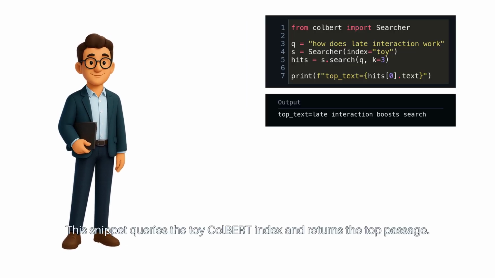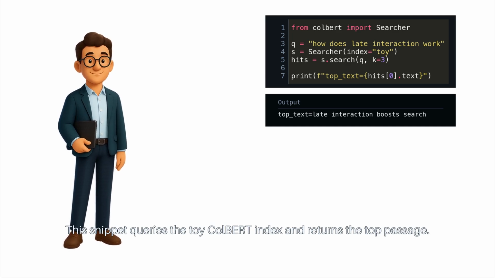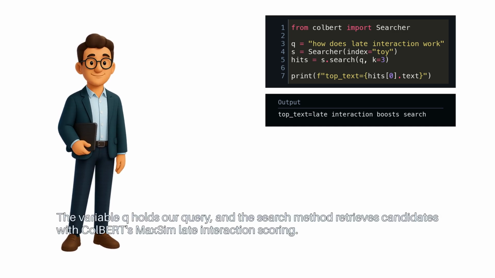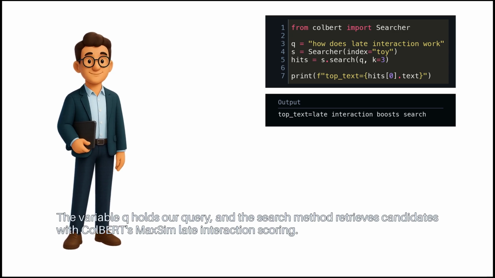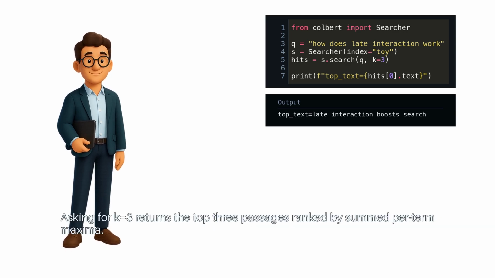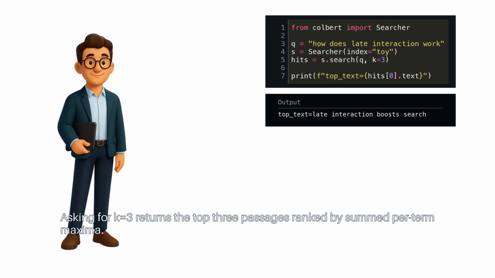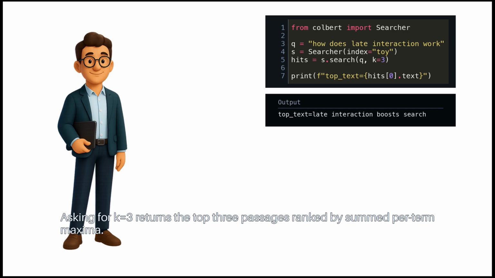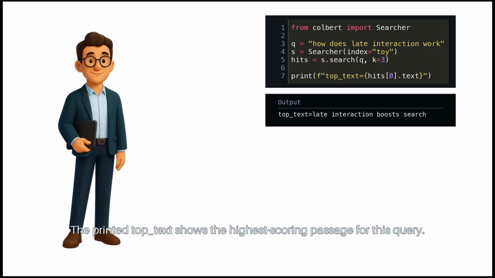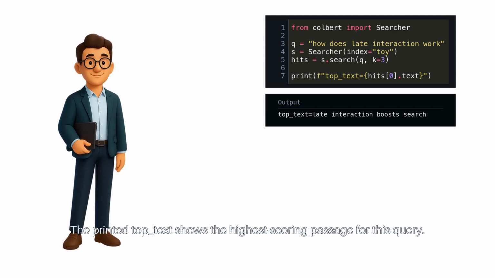This snippet queries the toy ColBERT index and returns the top passage. We construct a searcher from colbert-ai, pointing at the toy index created earlier. The variable q holds our query, and the search method retrieves candidates with ColBERT's MaxSim late interaction scoring. Asking for k equals 3 returns the top 3 passages ranked by summed per-term maxima. Increasing k provides more candidates and slightly increases latency, while decreasing it does the opposite. The printed top text shows the highest scoring passage for this query.